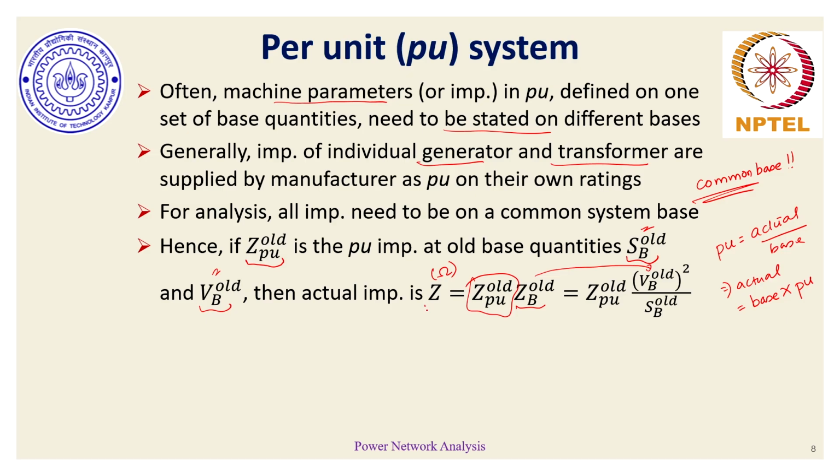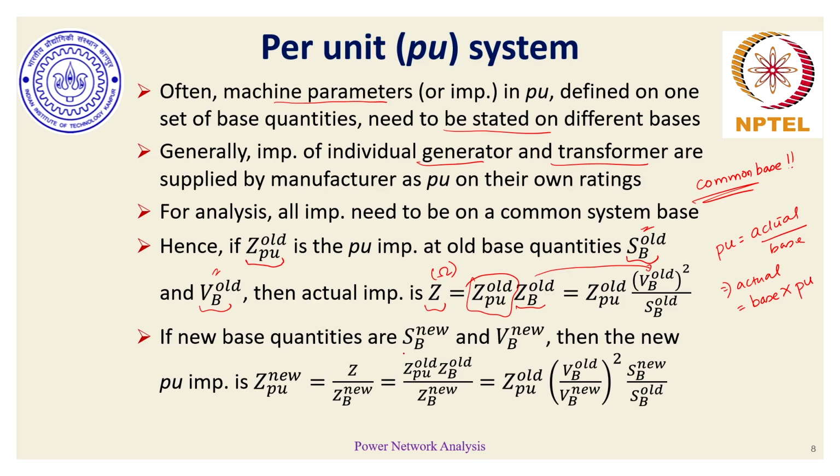Now if this actual impedance is to be redefined on a new base or a new per unit system whose base power is SB new and base voltage is VB new, so essentially what I do, I again go back to my actual definition of per unit. I need to redefine my base. So for impedance, if I have to redefine my base, then the new base impedance would be VB new square by SB new, where VB new and SB new are known for the new per unit system, and I define the new per unit as the ratio of actual impedance divided by the new corresponding base.